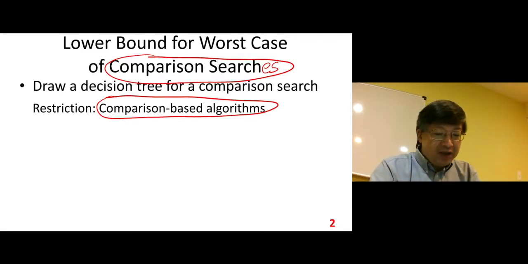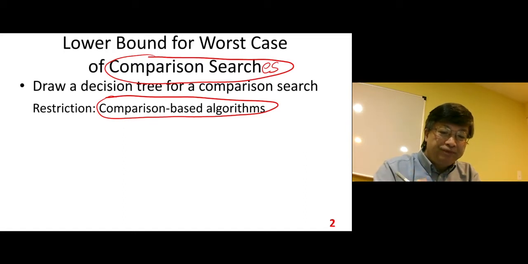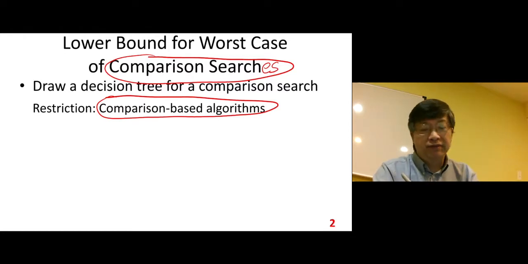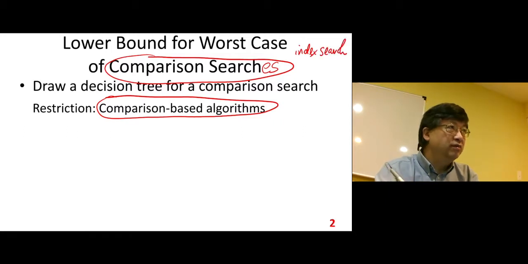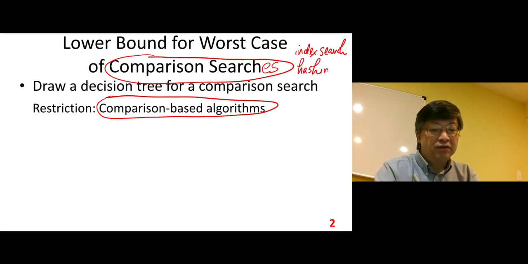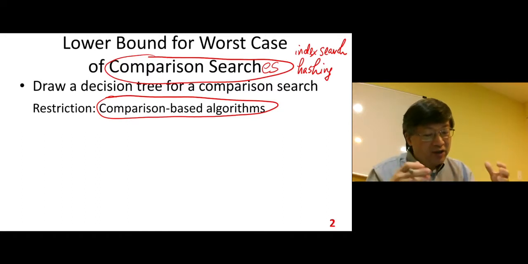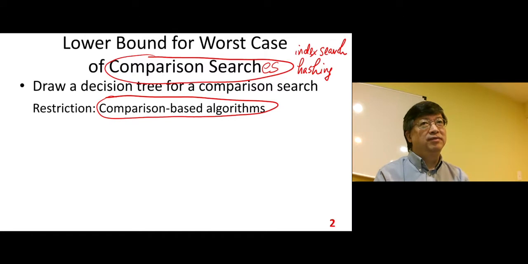So before we go to next, let me give you those search algorithms that do not belong to this category. Index search does not belong, we do not do comparison. Hashing does not belong to this. For hashing, we do not do order-based comparison. More specifically, we do matching type comparison, not order type comparison. So that's different.